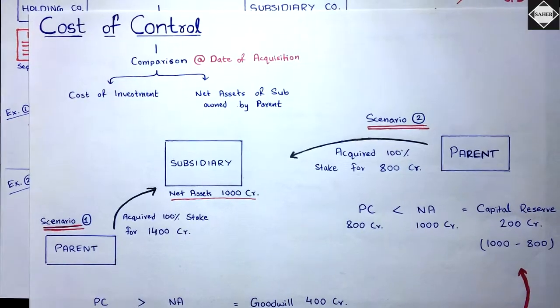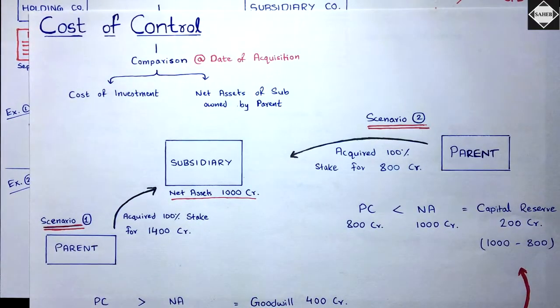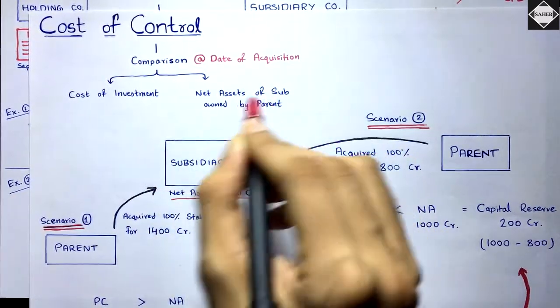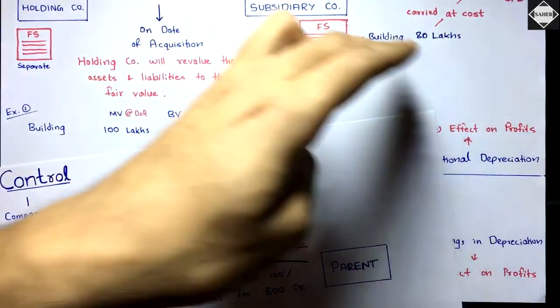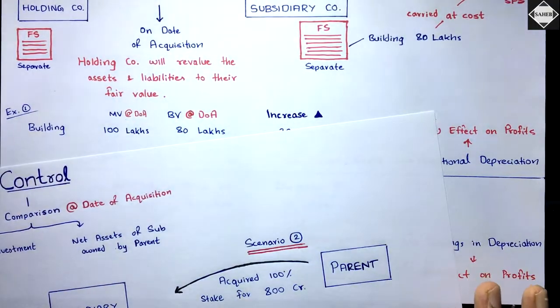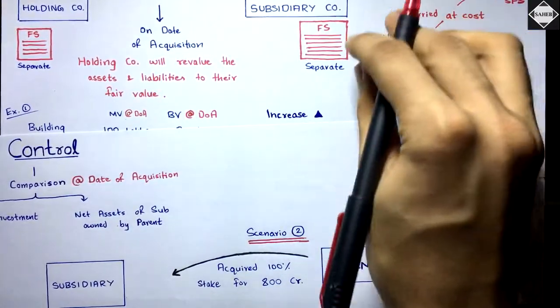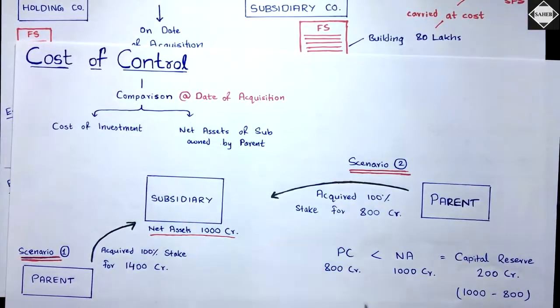Because in cost of control, we compare the purchase consideration with the net assets of the subsidiary that is owned by the parent. So we need the market value of the net assets of the subsidiary that is owned by the parent. And here in the books, we will have the book value, which is not enough for us. We need market value. So we have to make some adjustment to this, add or minus, then only we will have the net assets of the subsidiary that is owned by the parent.